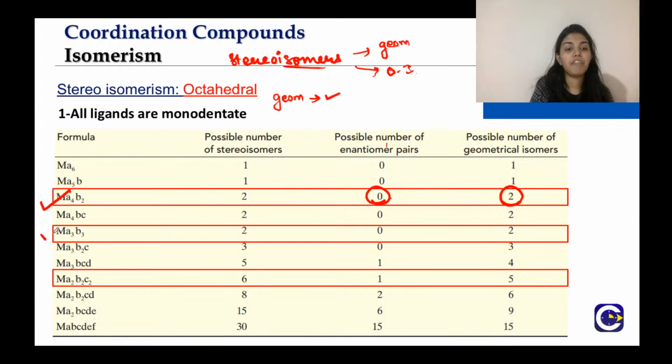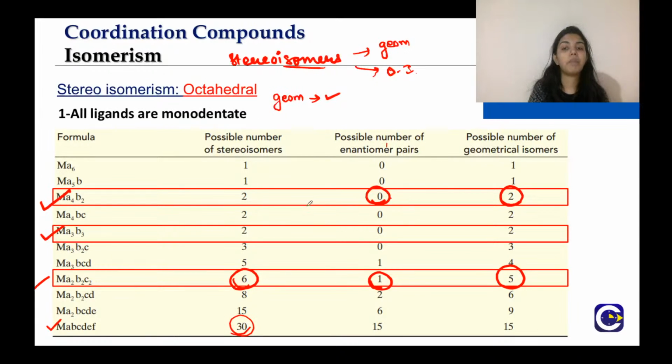Okay. Similarly, for Ma3B3, we have learned two isomers, facial and meridional, right? And here also both are optically inactive. Then for Ma2B2C2, the number of possible geometrical isomers are 5, and out of which one is optically active, right? So number of enantiomer pairs will be 1. So a total of 6 stereoisomers are possible. Okay, for this complex in which all the ligands are different, all are monodentate and all are different, you are having possible number of stereoisomers as 30.